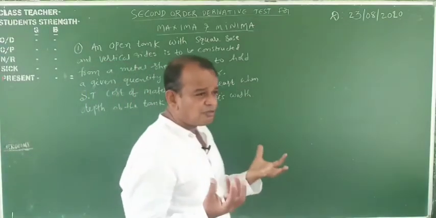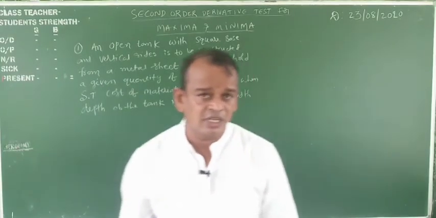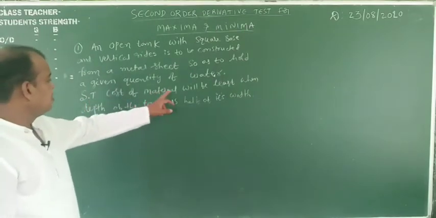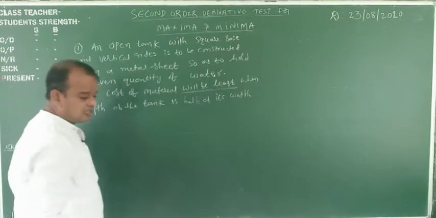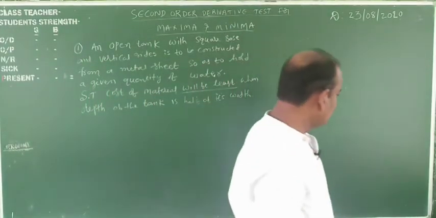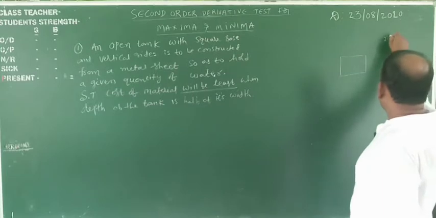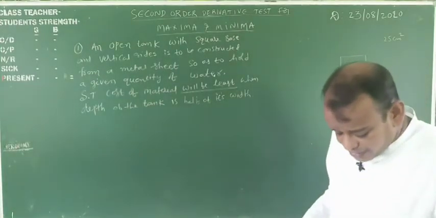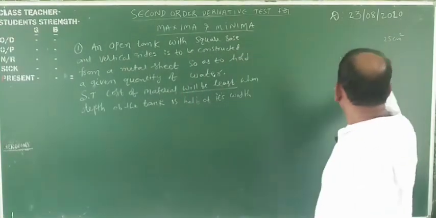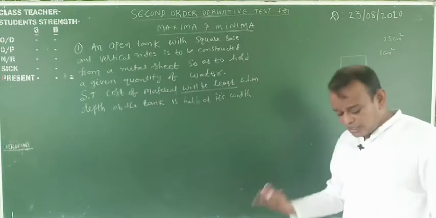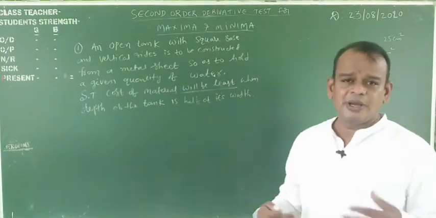Here the quantity of water held in the tank means the volume is constant, no problem at all. Now show that the cost of the material will be least. Here clearly given: cost of the material. Whenever you find the cost, suppose the area of the square is 25 centimeter square, and 1 centimeter square costs, suppose, 5 rupees. The cost per painting or metal, you use it for the metal.